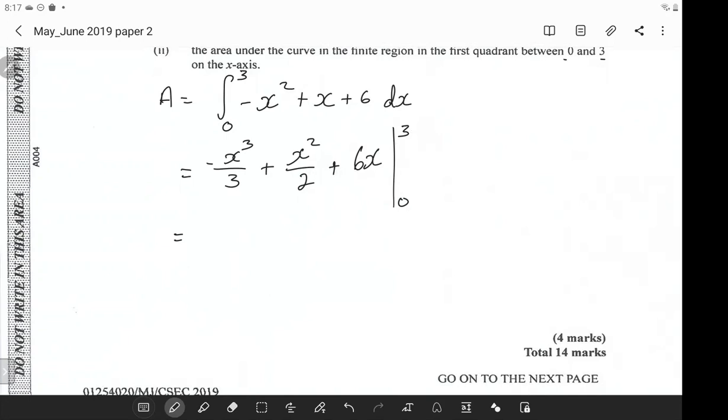So if we put 3 in, x cubed over 3: 3 cubed is 27, divided by 3 is 9, so we have negative 9 plus 3 squared, which is 9, over 2, that's 9 over 2, and 6 times 3 is 18. So that's just 9 plus 9 halves, and you could write that as 27 halves.